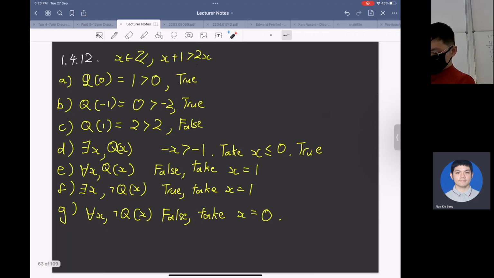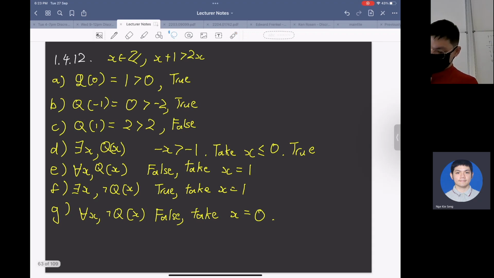Okay, I think this one we can discuss a bit. Anyone try this yet? The question asks about x in the integers such that x plus 1 is greater than 2x. So it asks whether Q(0) is true or not. Put 0 inside here: 0 plus 1 is greater than 0. So it is true.